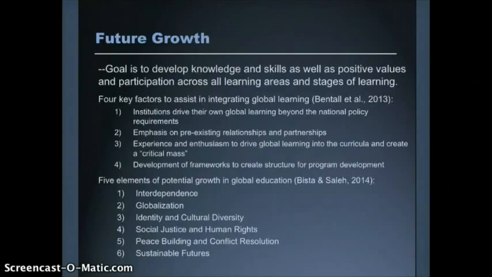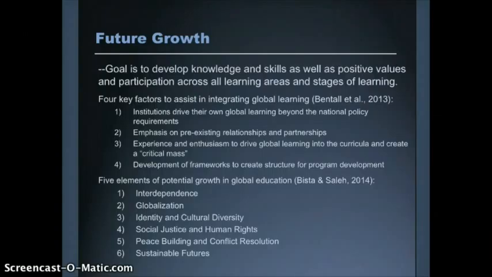Future growth. This includes the goal to develop knowledge and skills as well as positive values and participation across all learning areas and stages of learning. As we've touched on multiple times in this course already, thinking in a K through 16 or beyond is really important when we look at global education. Four key factors to assist in integrating global learning include: 1. Institutions drive their own global learning beyond the national policy requirements, meaning that although national policy requirements might exist, it's important to try to surpass those and exceed the base level that is required.